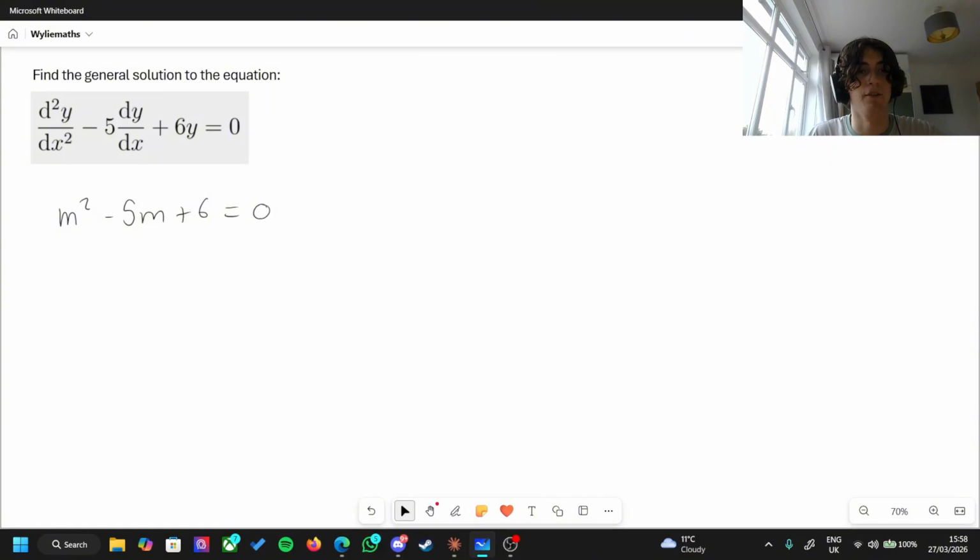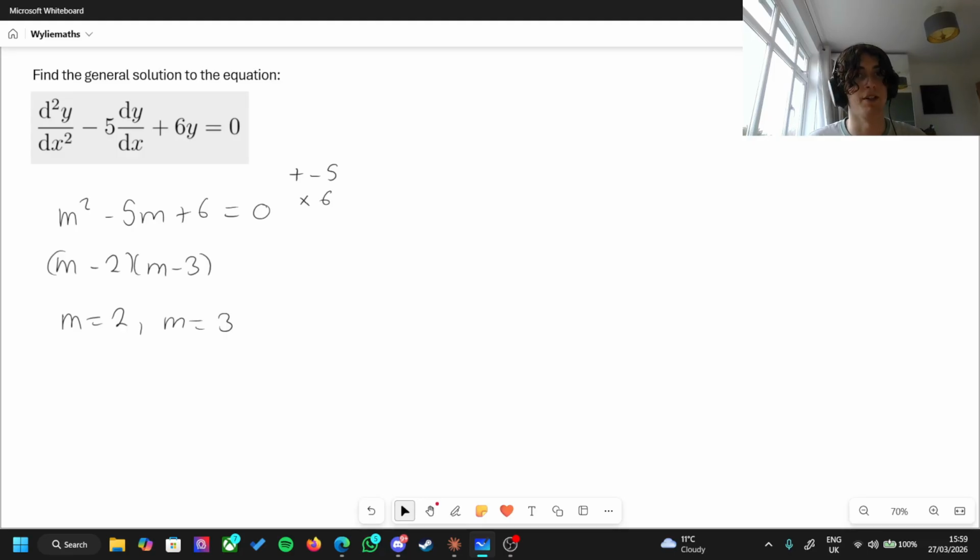And then we simply solve for m. So in this example, it's a simple quadratic, two numbers that add to make minus 5 and multiply to make 6. We can see that that will be minus 2 and minus 3. So we have m minus 2 and m minus 3. Therefore, our solutions are m equals 2 and m equals 3.